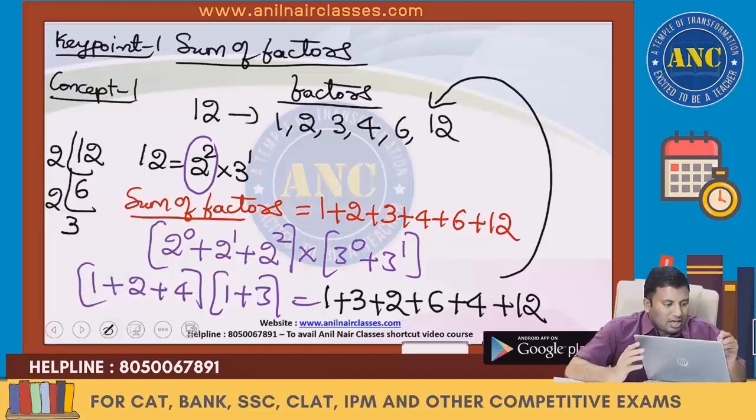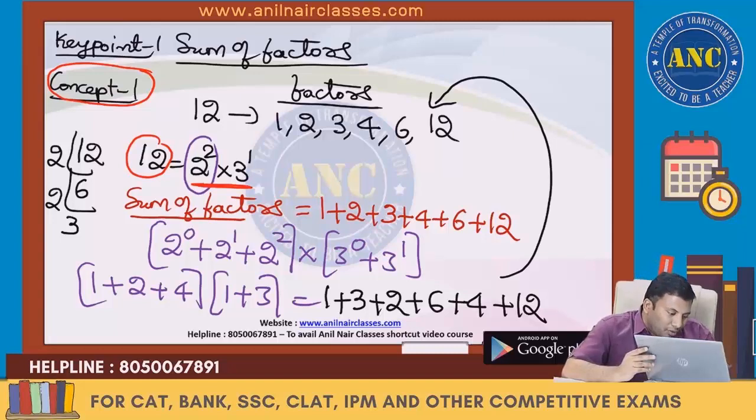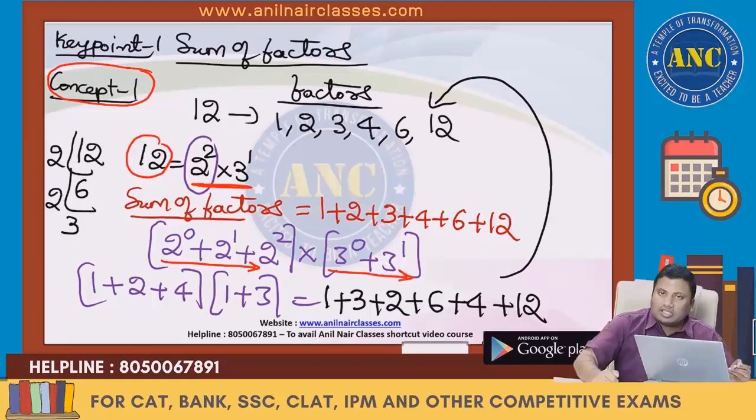That means if I want to find the sum of the factors of a number, take the number and write it as a power of prime bases. Start from the lowest power and keep adding till the power that is given. Go to the next prime number, start with the lowest prime power and go to the required power. Multiply it. If I multiply it, what did I get?